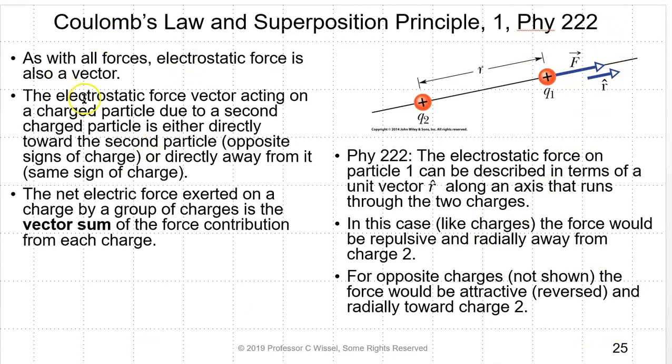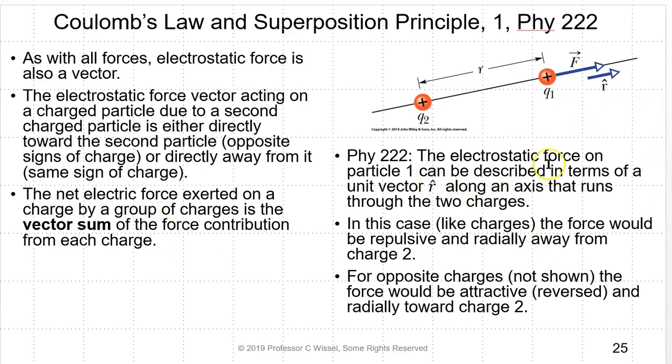Okay, as with all forces, the electrostatic force is also a vector. The electrostatic force vector acting on a charged particle due to a second charged particle lies directly along the line joining the two charges and either is directly toward the second charged particle or directly away from it. The net electric force exerted on a charge by a group of particles is the vector sum of the force contribution from each charged particle.